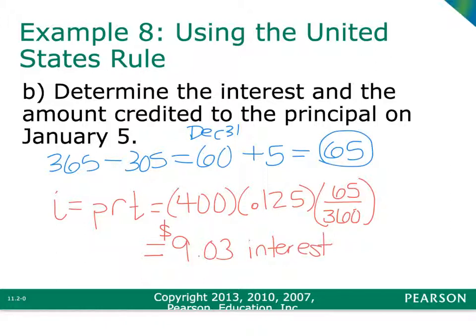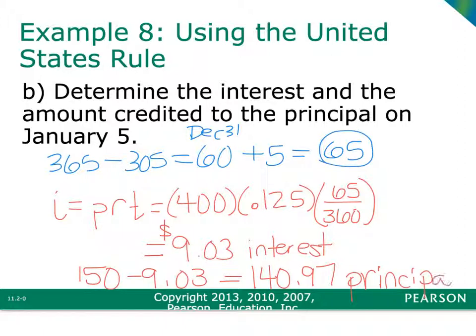Okay, so she had paid a payment of $150 total. So you're going to have to deduct $9.03 right off the top. $9.03 is going to interest. And then if you take $150 minus the $9.03, the rest will go to principal. So that's going to be $140.97 that goes to principal. Okay, let's try the next one.